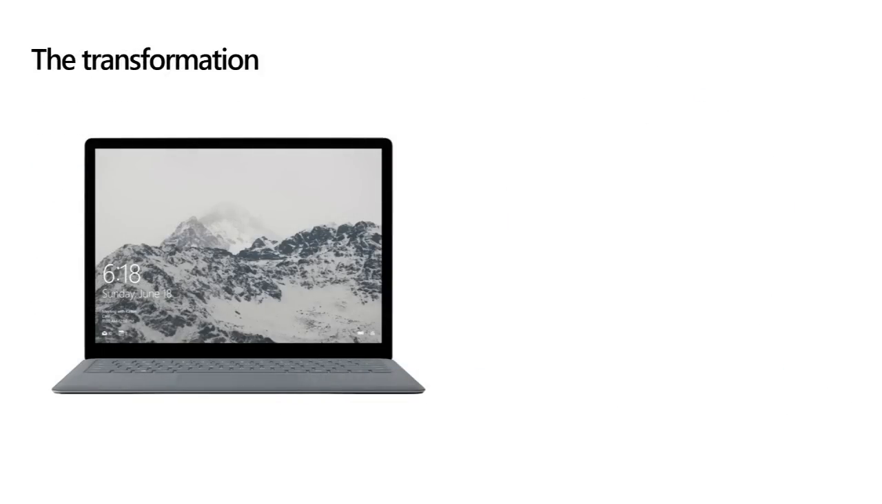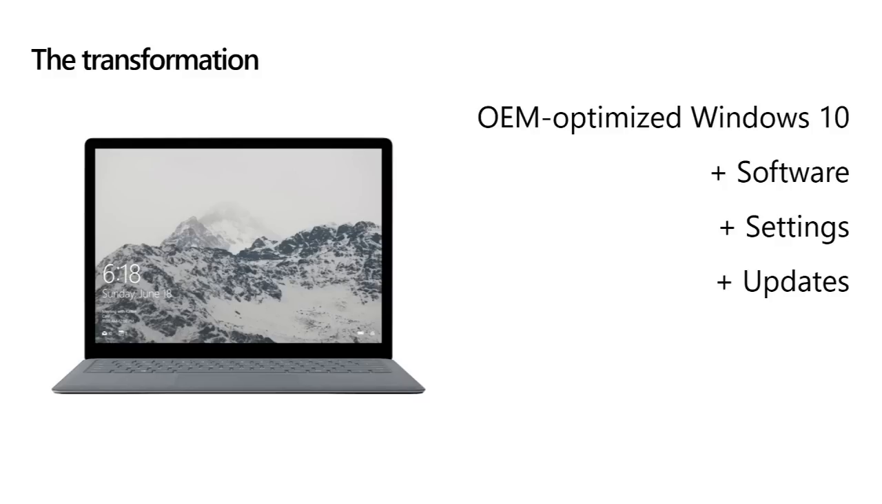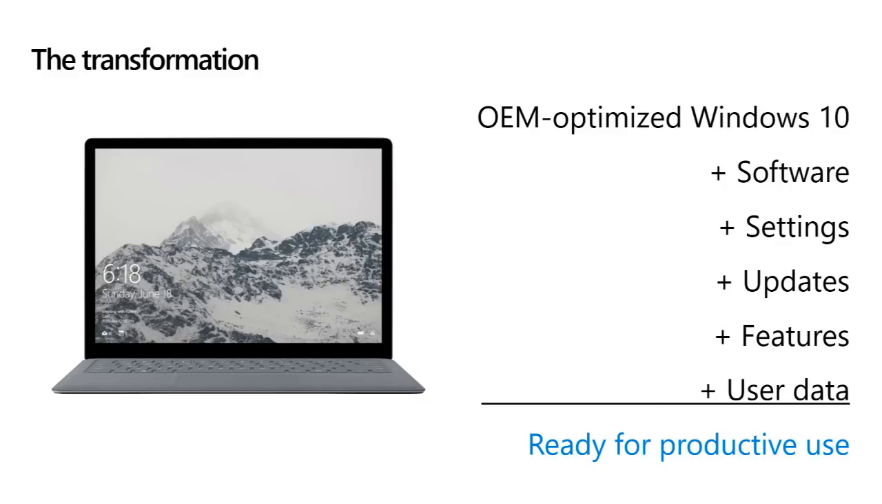So to recap, we look at just the transformation of a Windows 10 PC. Instead of re-imaging the machine, we look at this, right? You take the original OEM version of the OS that ships with the Windows machine. You add on top of that your software, your settings, your updates, your firmware settings, your features, your user data, and now you have a device that's ready for productive use. Now, instead of imaging a machine and putting this all on here, we see there's more value in taking the original Windows image and transforming that to make sure that it's ready for productive use in your organization.